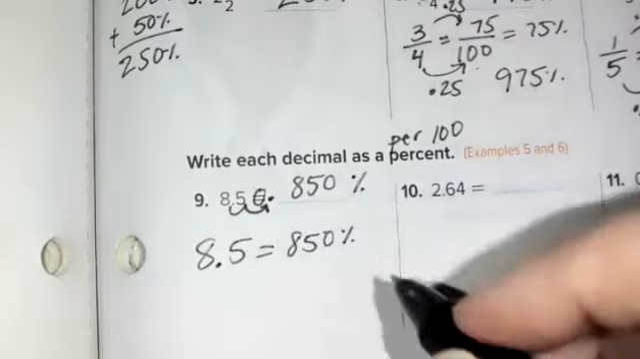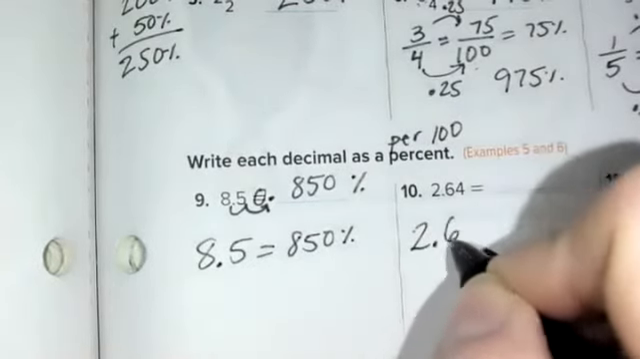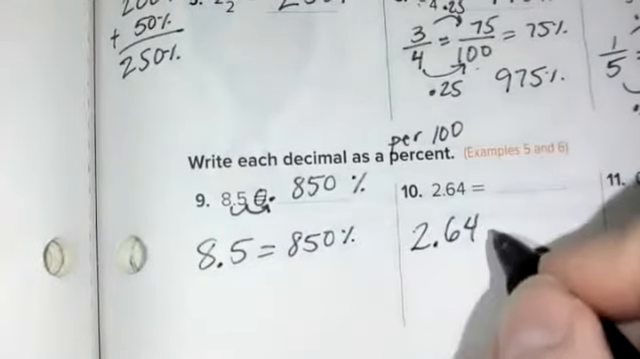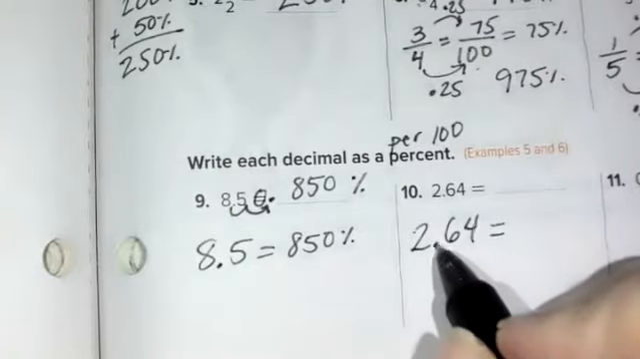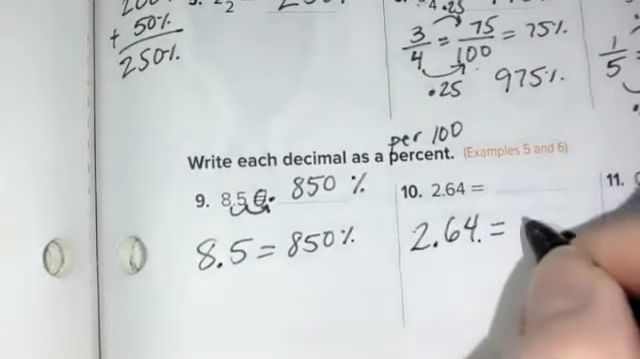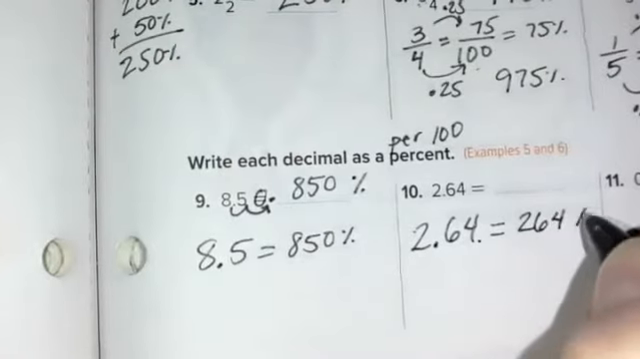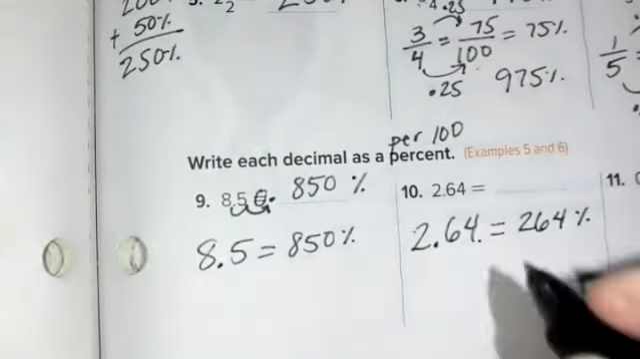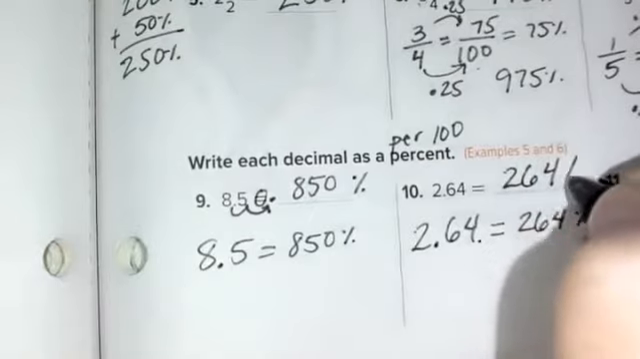Okay, 2.64, 2 and 64 hundredths, is the same thing as, so I'm going to move my decimal 2 places to the right, 264, and then percent is per 100. So 264%.